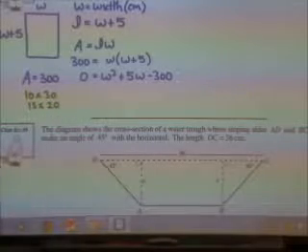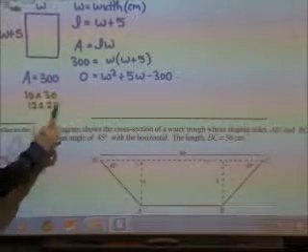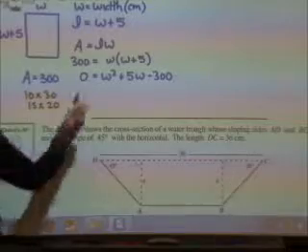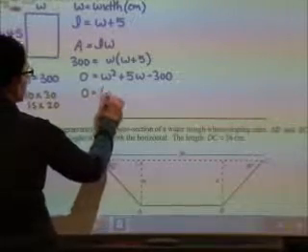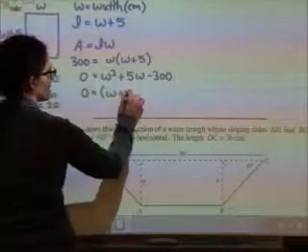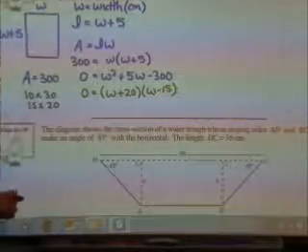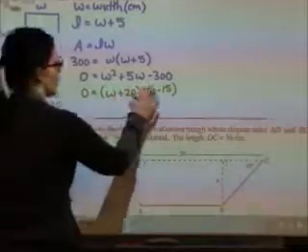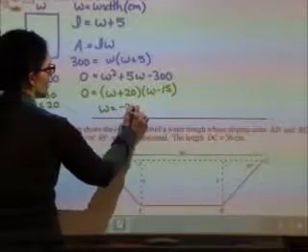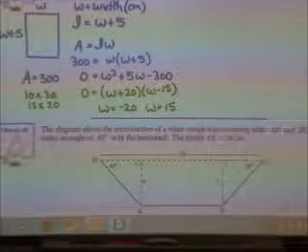50 times 20 is 300. If this is a negative 300, I'm looking for differences. The difference is 5. So to get a positive 5, I need a positive 20 and a negative 15. So the values of W that would make this equal to 0 would be if W equaled negative 20 or if W equaled a positive 15.